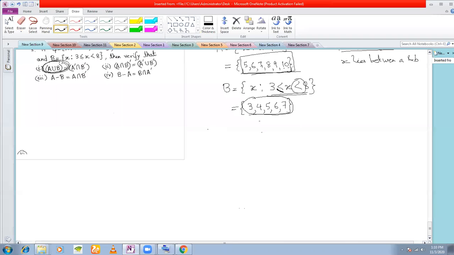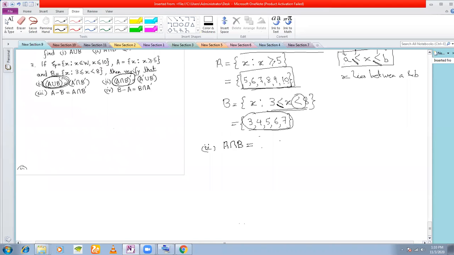For the second one, we find out A intersection B first. Because if you see in this one, the left hand side is A intersection B complement. We cannot find A intersection B complement unless we find A intersection B first. So let us first find out A intersection B. What is A intersection B? The elements that are common to A and B. What are the elements that are common to A and B? 5, 6, and 7. Only these three elements are common to A and B.